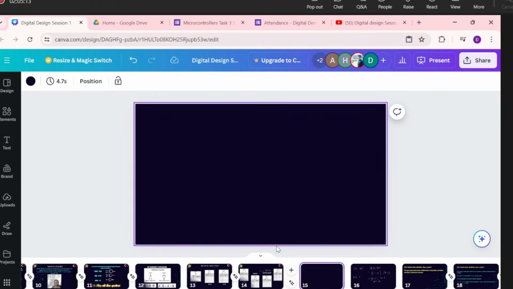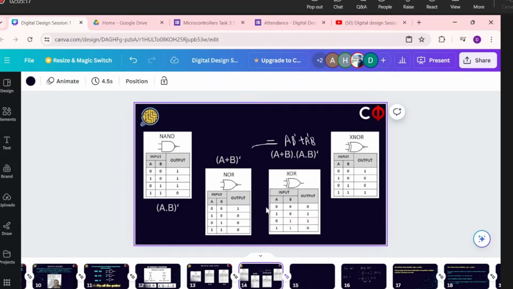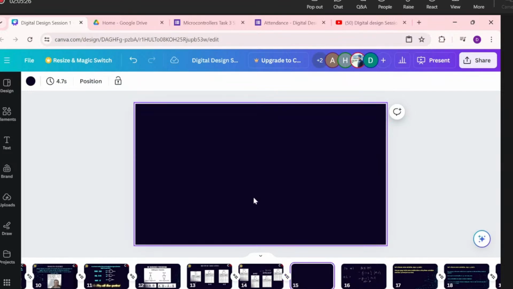Ma'am, how many tables do we need for K-maps of 6 variables? Actually, for 6 variables, you'll have 2 power 6 terms which are possible. So accordingly, you will have to draw a table which is not feasible, right? So we don't use K-maps for 6 variables. It is theoretically possible. That's it.